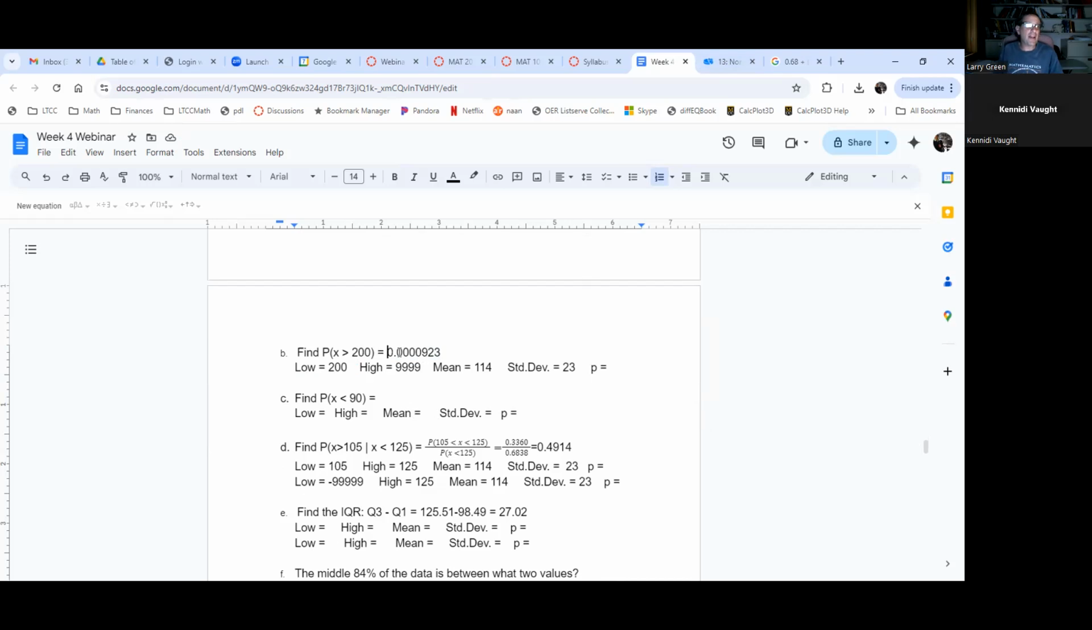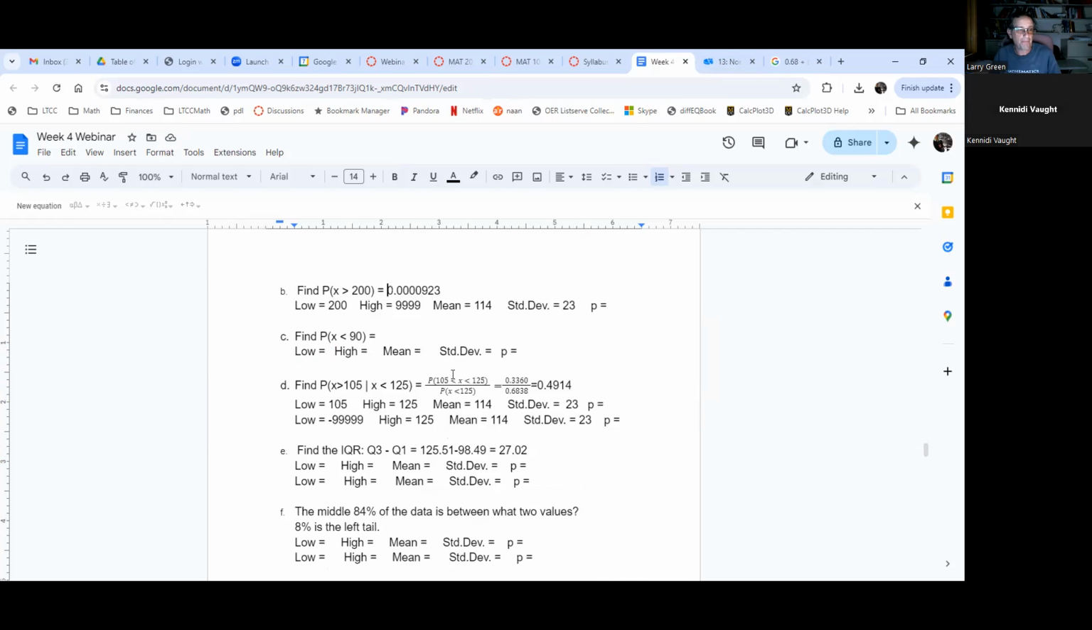You shouldn't be surprised it's really small because notice that the mean is 114 and the standard deviation is 23. It's going to take pretty many standard deviations to get up to 200, and that has a very small probability. Any questions so far?